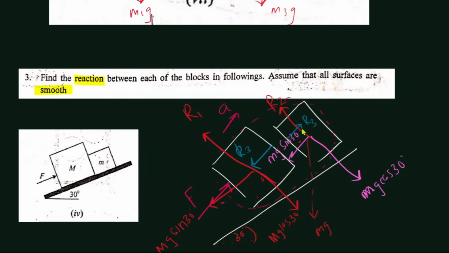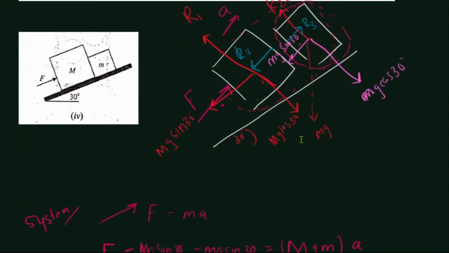So to find R3, I'm going to consider only the simple m object and apply F equals ma in the upward direction. I'm going to consider only the simple m object, right?